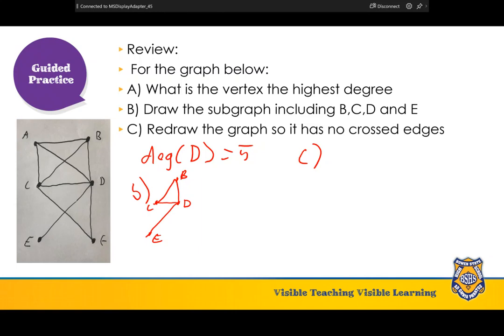Myself, I kind of hate loops or curved edges, so I try and avoid them. So that's 100% correct. You could also do it by moving the vertices, and that might look something like this. So C, B, D, F, and E.